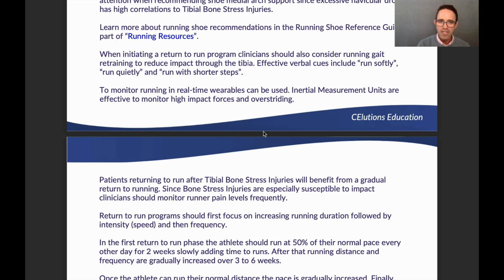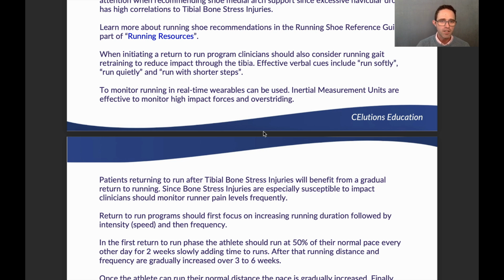Now, when initiating a return to run program, clinicians should also consider gait retraining as well, and that can help change some of these biomechanical issues with their running style. However, as we know, they can only be so effective with gait retraining before we talk about strengthening and appropriately grading return to run. But cues like run softly, run quietly, run with shorter steps have all got good evidence that they reduce impact while running and are going to reduce the tibial load.